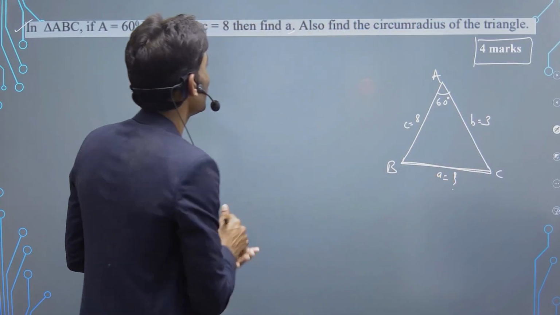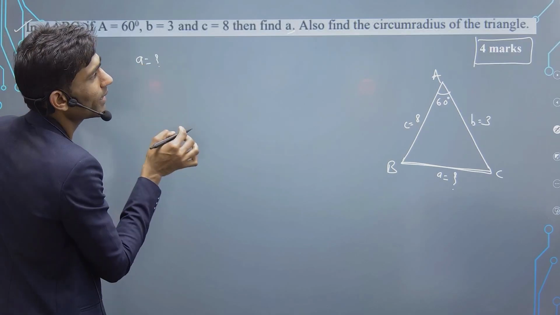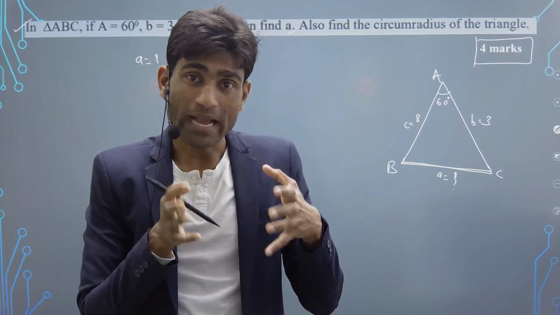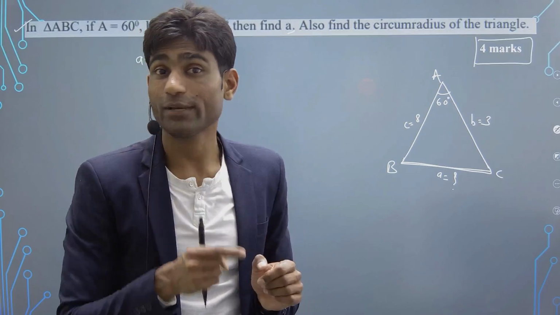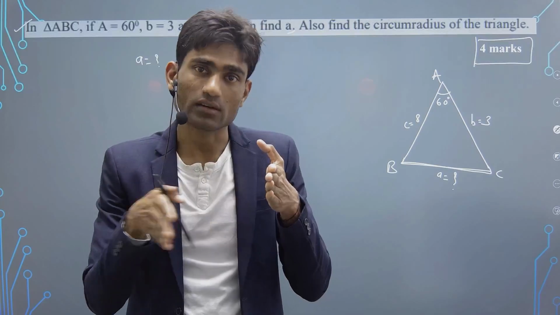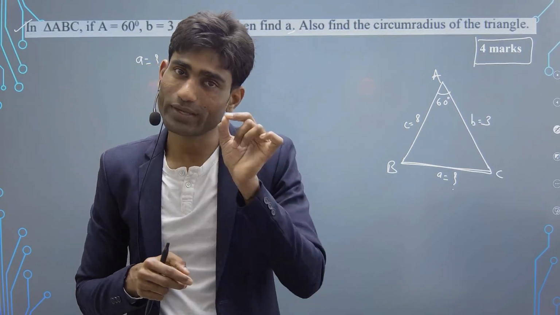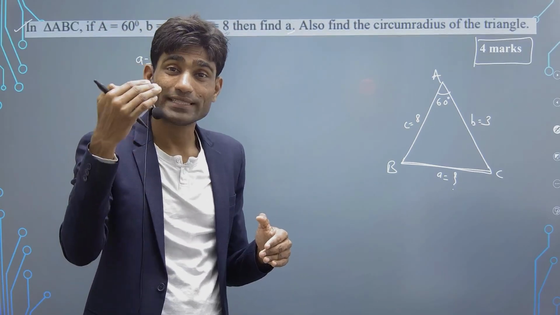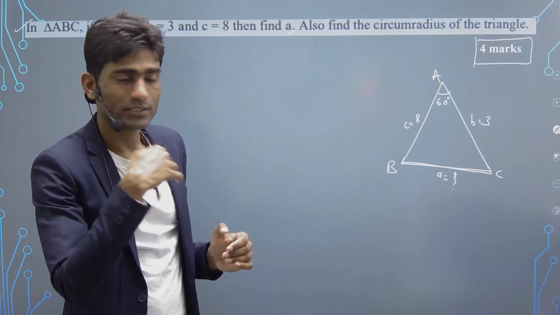We want the value of a, and we also want the circumradius of the triangle. So what is meant by circumradius? We have already learned this concept in the sine rule. If you don't know the sine rule, check my playlist and you will get the sine rule and circumradius. Circumradius means the radius of the circle that passes through the triangle's vertices. So a upon sin A, b upon sin B, c upon sin C is equal to 2R, where R is the circumradius. That result we also have to apply here.